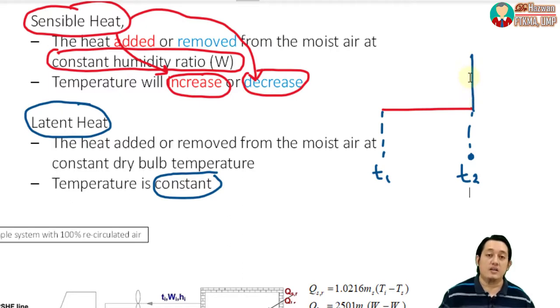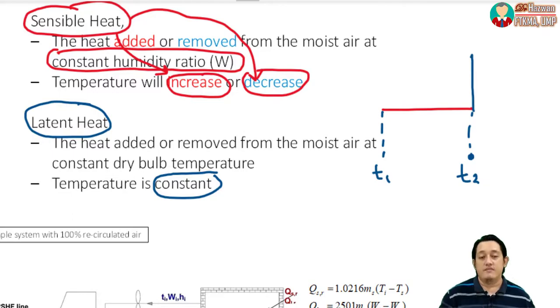So what latent heat does is that it will be used by the substance, or to make it easy, by the water, to change its phase from liquid to gas or gas to liquid. When the water wants to change phase, it must use latent heat to do that, which is why with latent heat the temperature is constant. So now you get the idea about the mixing process.